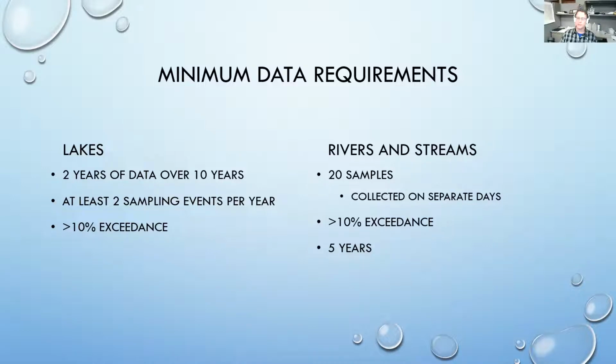For rivers and streams, it's a little different. We need 20 samples collected over the course of 5 years on separate days. And same as the lakes, if greater than 10% of those samples exceed the standard, it's considered impaired.